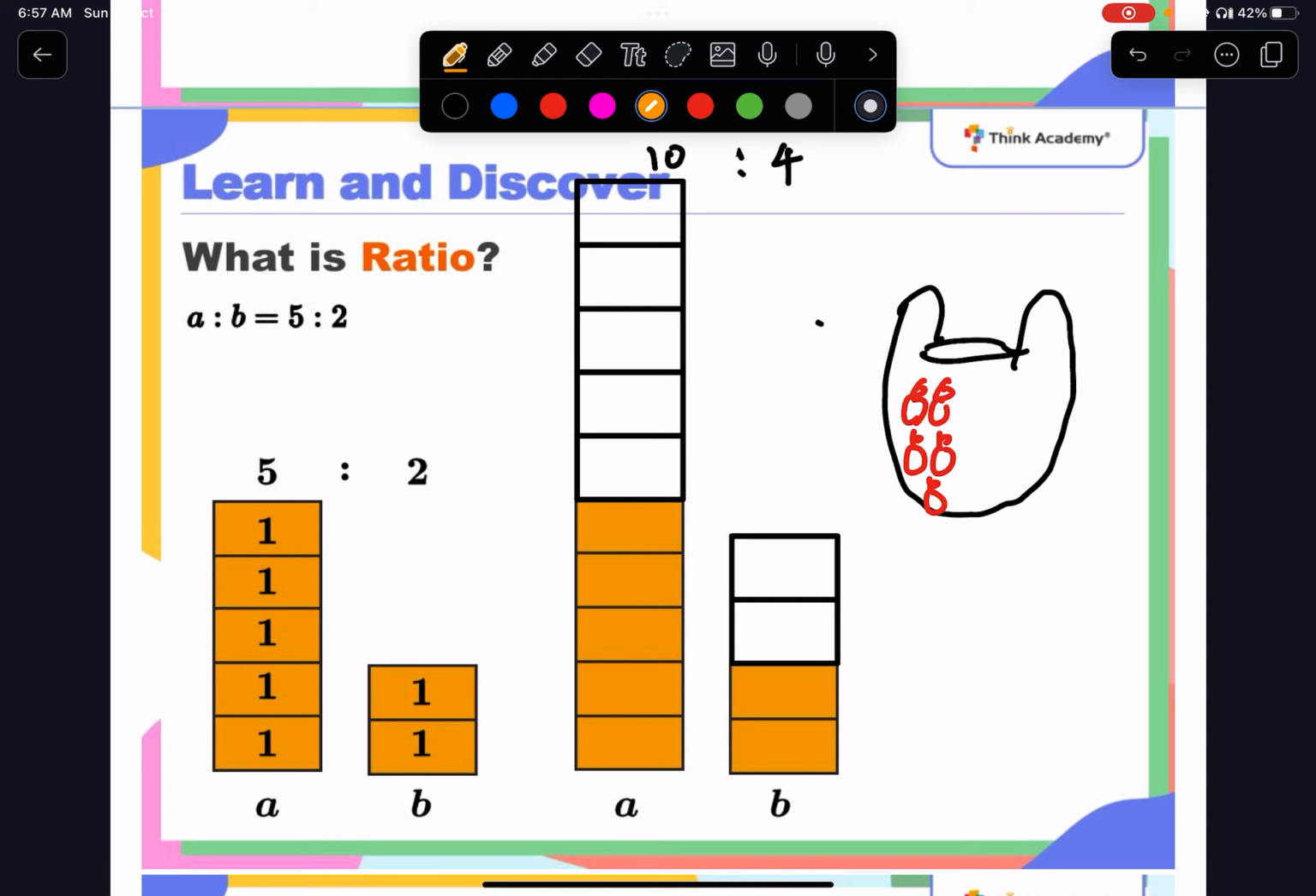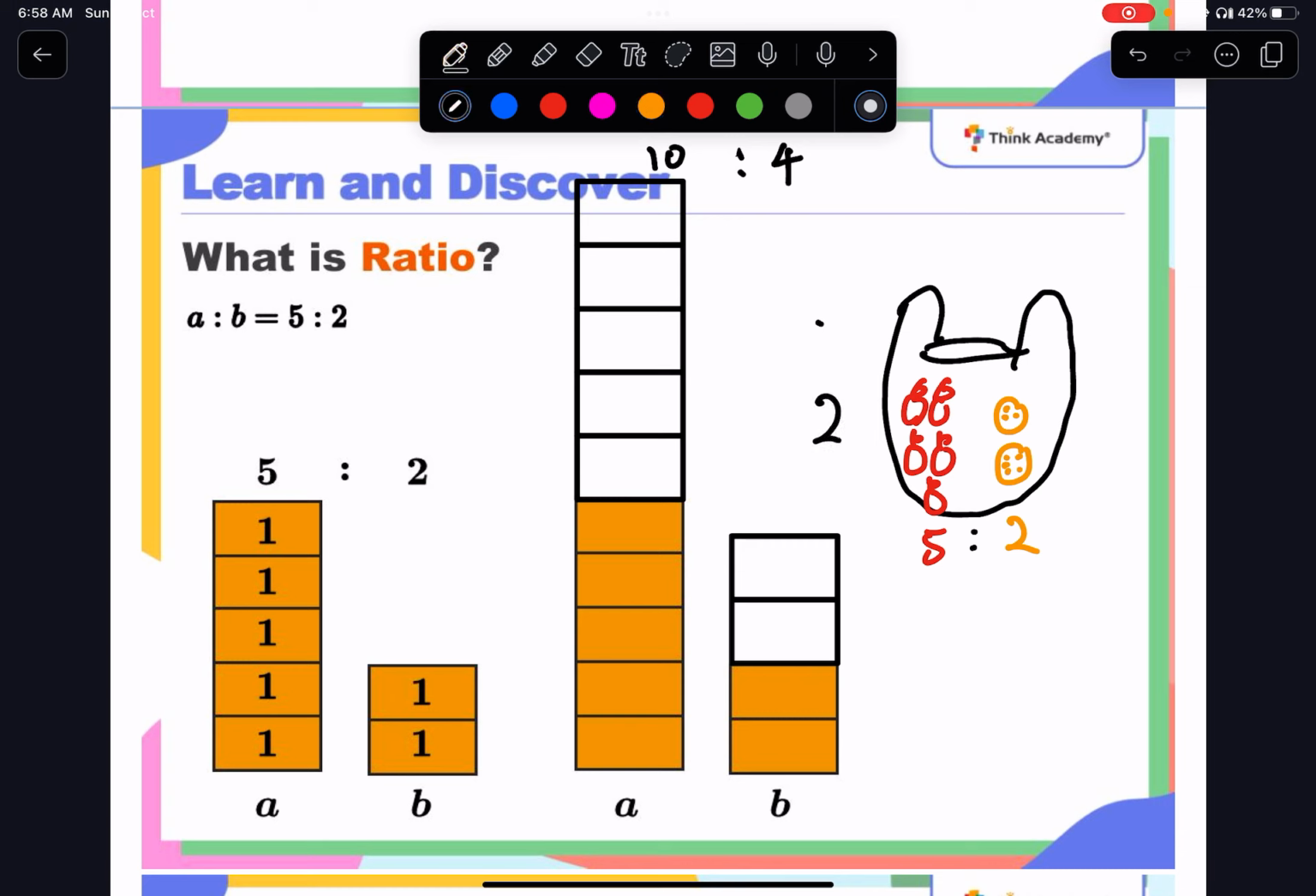And I also buy 2 oranges. Then the number of apples to the number of oranges is 5 to 2, right? It's 5 to 2. So this is a ratio. 5 apples always comes with 2 oranges. That is the ratio. But what if I buy 2 bags?